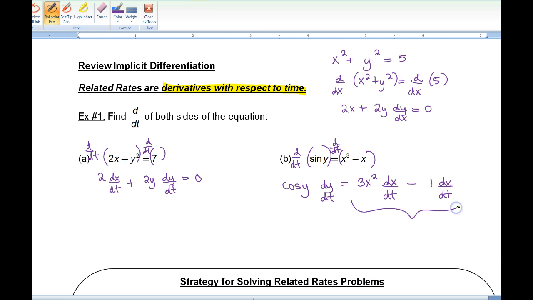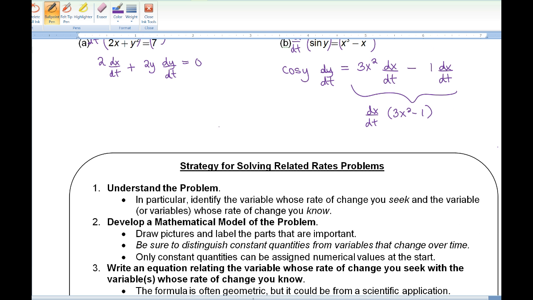Now here, if we ever have this in a particular problem, we could factor out the dx dt, so we only see it once. So it would look like this. And then we'd have 3x squared minus 1, just if we had to simplify that. We usually won't encounter that, but I just wanted to show that. Okay, so related rates, derivative with respect to time. That was just a preview so that when we get to the actual problem, you know how to take the derivative.